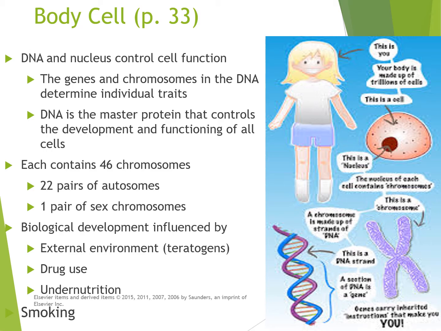Okay, so the genes and chromosomes in the DNA determine individual traits. RNA, by the way, is just the transporter. DNA is what actually has our genetic makeup, okay? It's the master protein that controls the development and function of all cells. So each contains 46 chromosomes, which I would know all this if I were you guys. 22 pairs of autosomes, 1 pair of sex chromosomes, which we'll get more into, okay?